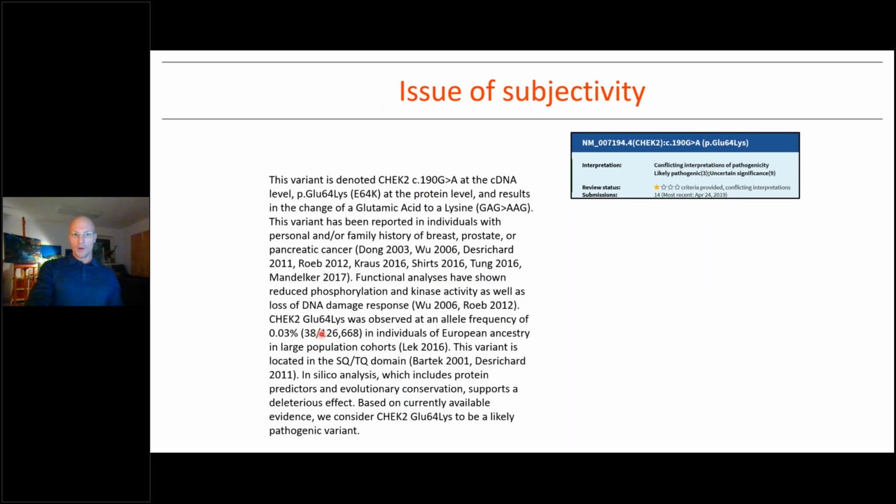And now I want to come to the problem, or well, I should not say problem. We at NGS, we don't have problems. We only have issues or challenges. So we have here the issue of subjectivity, and I want to explain what I mean by this example from ClinVar, this variant in the CHEK2 gene. And you see here we have 14 submissions. Three of them say it's uncertain and likely pathogenic, and nine say it's uncertain.